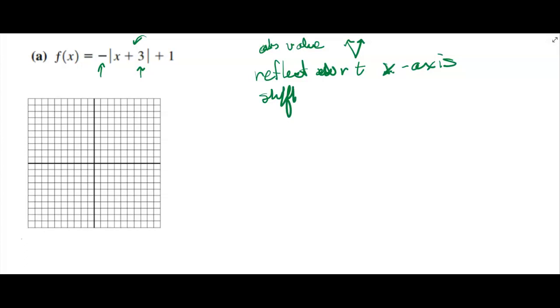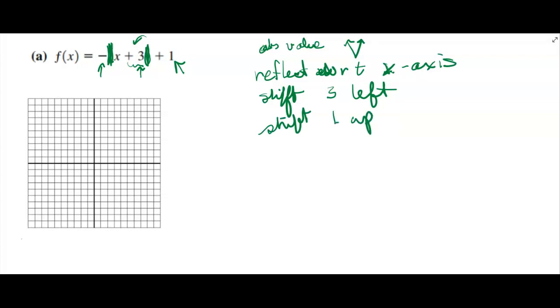Okay, this -3 is going to shift our graph 3 left. Okay, that's a horizontal shift. Again, how do you know which one's horizontal and vertical? If you do the subtracting or adding before you do the absolute value, then it's a horizontal shift. And then this one out here is going to be a shift of 1 up.